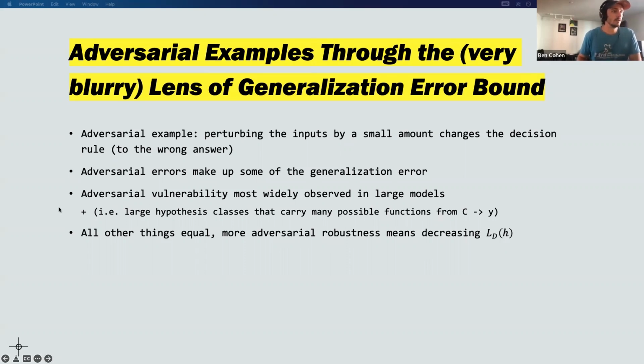Another thing to note is that, from what I can tell, adversarial vulnerability is generally observed in these really large models with a high VC dimension, and not so much in small models like an SVM. Again, I'm not an expert in this domain, but my naive read of this problem would be that adversarial vulnerability is a symptom of the fact that you've got a really high VC dimension, and so the generalization error has the potential to be pretty high.